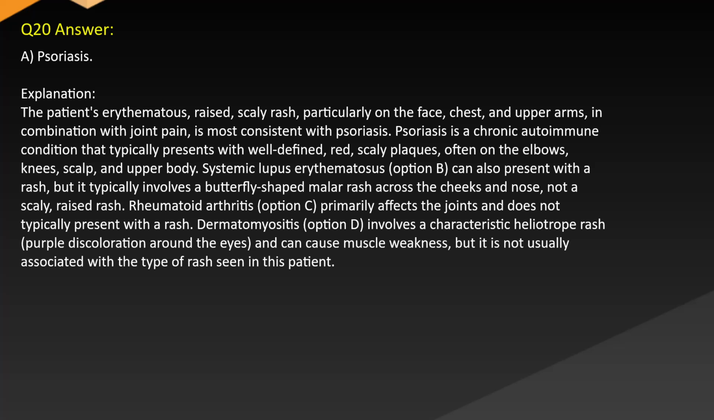Rheumatoid arthritis, option C, primarily affects the joints and does not typically present with a rash. Dermatomyositis, option D, involves a characteristic heliotrope rash, purple discoloration around the eyes, and can cause muscle weakness, but it is not usually associated with the type of rash seen in this patient.